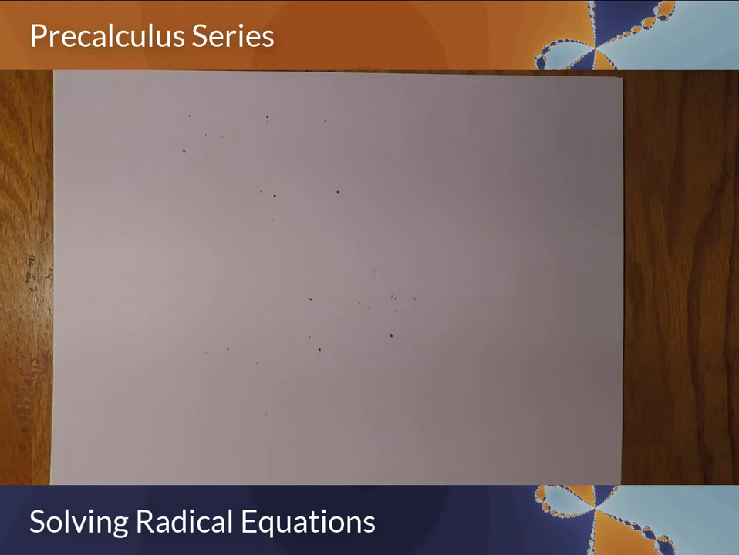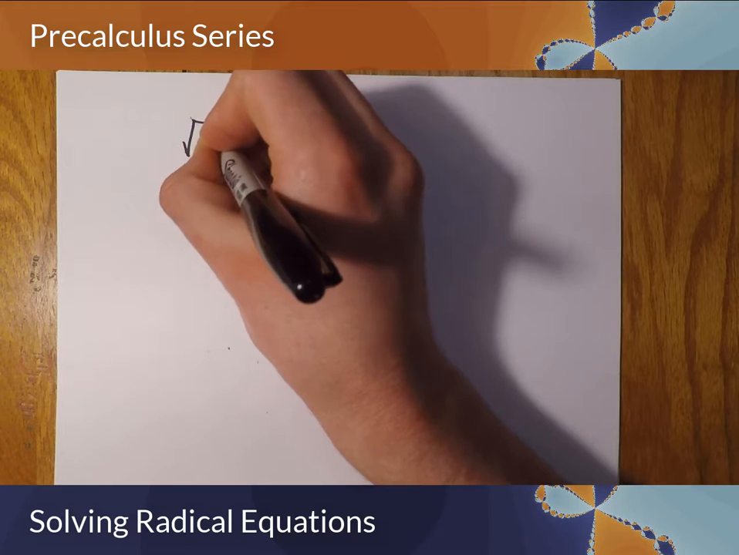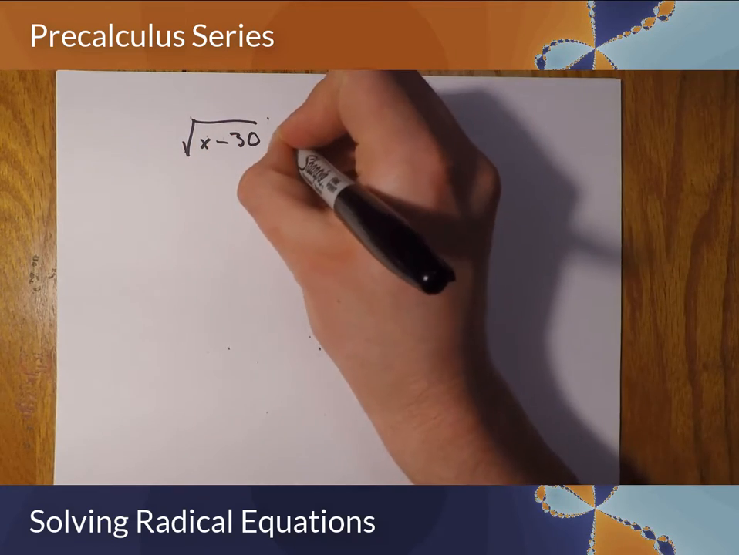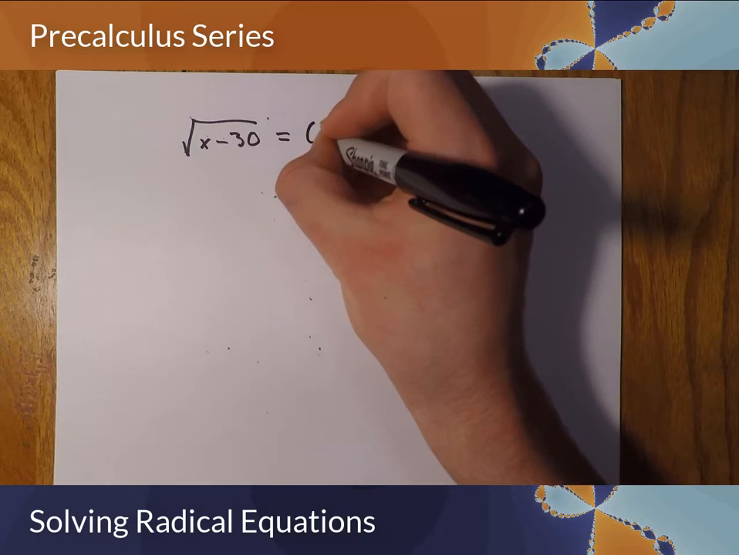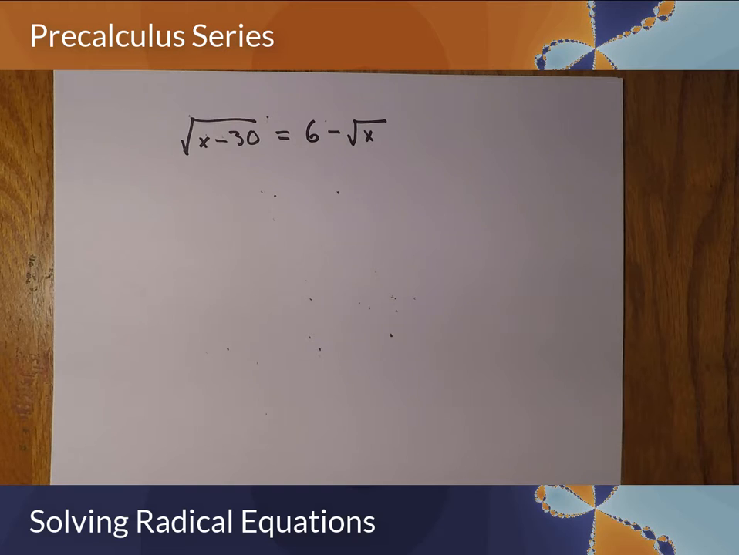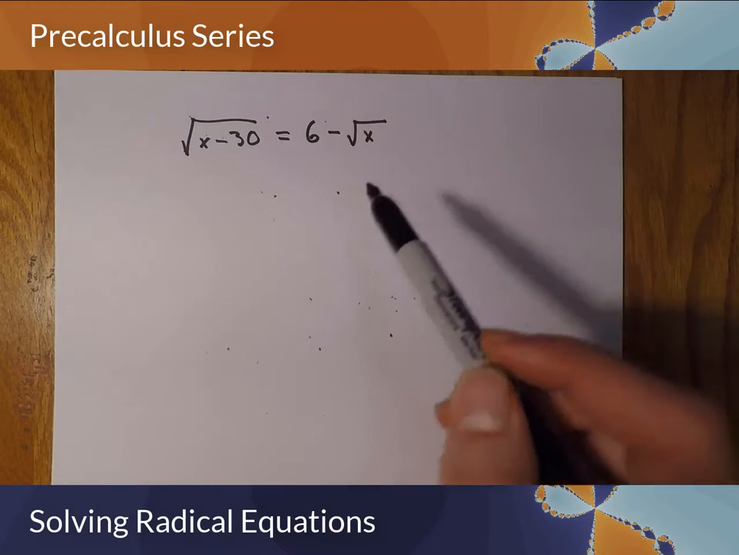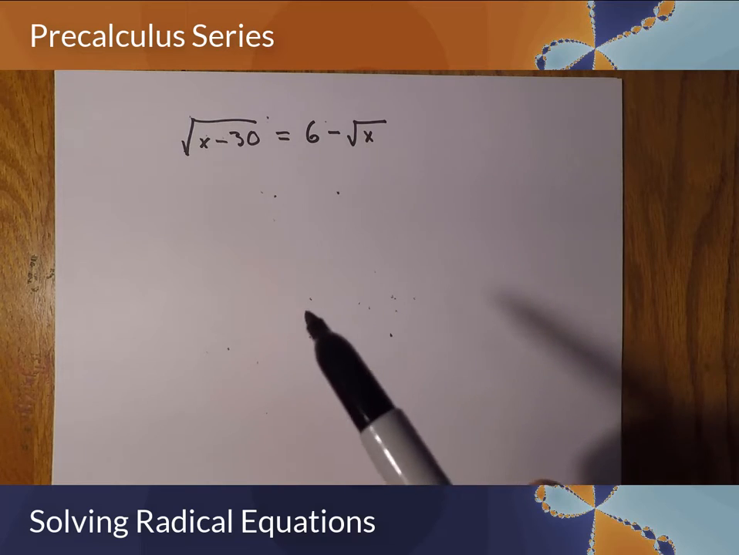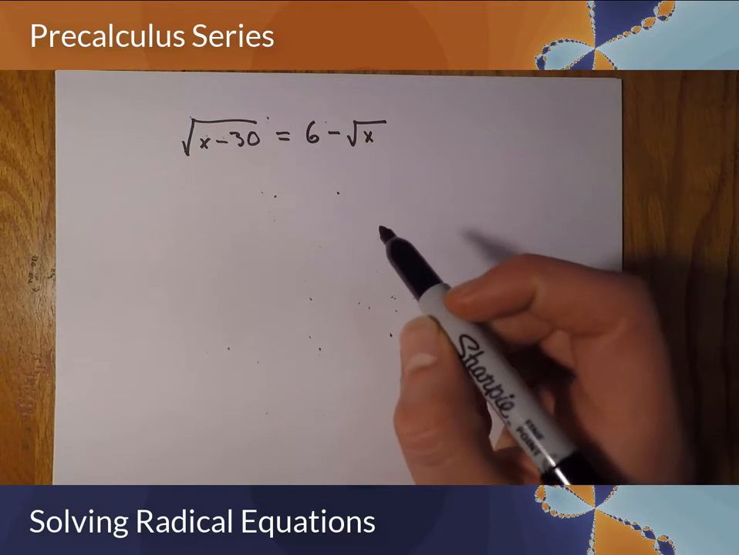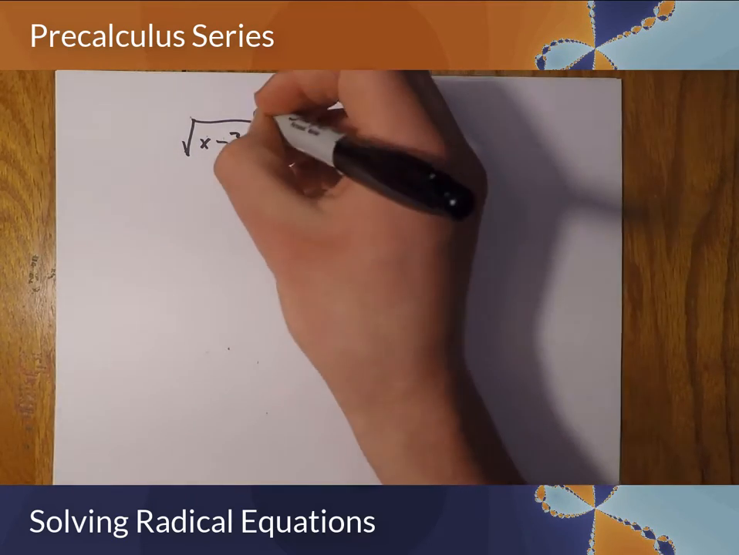All right, so now for our next example, we're going to do a problem that looks like this. So we have the square root of x minus 30 equal to 6 minus the square root of x. Now you look at this and you're like, uh-oh, what do we do? We have radicals on both sides, and we need to get the x's out from underneath the radical. So we try to eliminate them one at a time by isolating them. And since we already have one isolated over here, we can just square both sides.